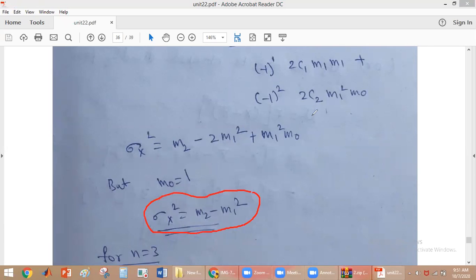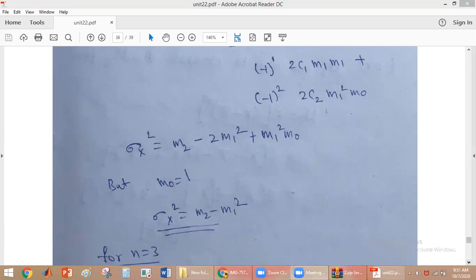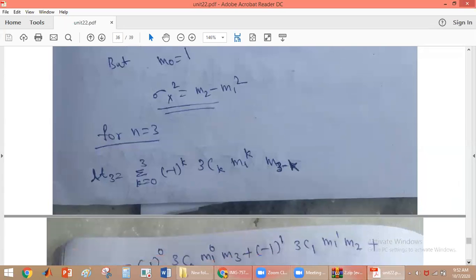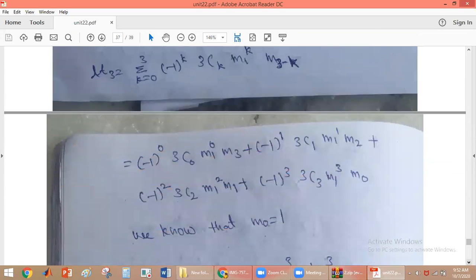Now similarly we expand this equation for n is equal to 3. We get summation k is equal to 0 to 3, minus 1 power k, 3ck m1 power k m3 minus k. This is the equation we get for n is equal to 3. Now we just expand that equation. From this we know that 3c0 value is 1, 3c3 value is also 1. The remaining values we find by using n factorial divided by k factorial into n minus k factorial.